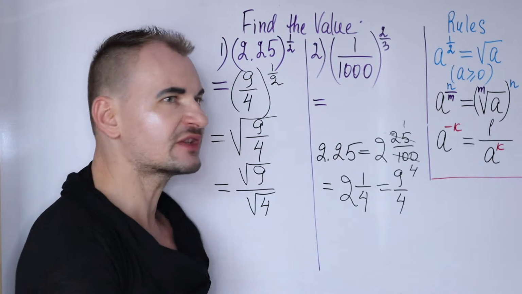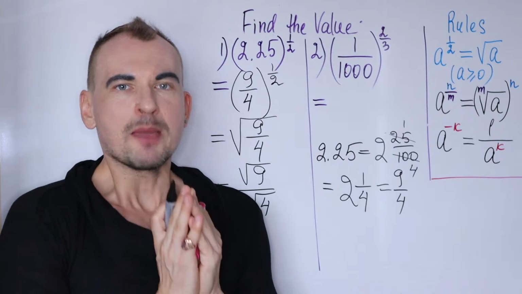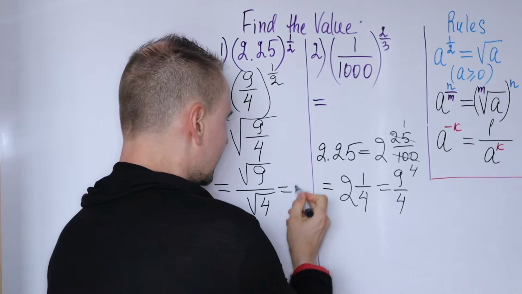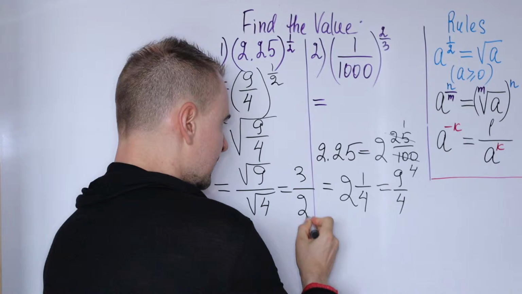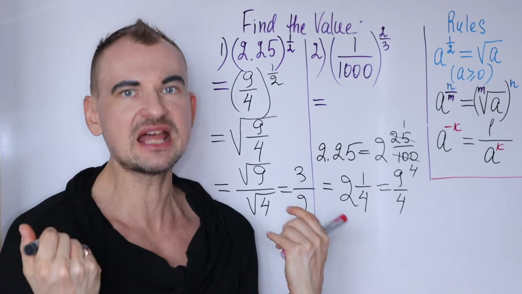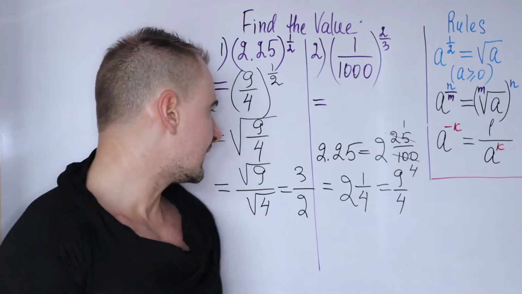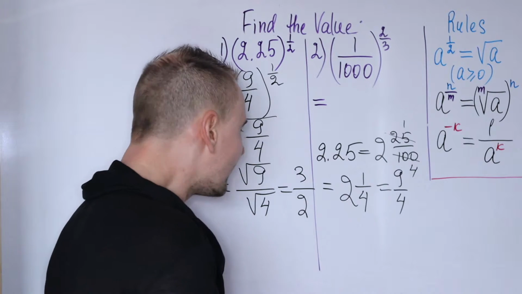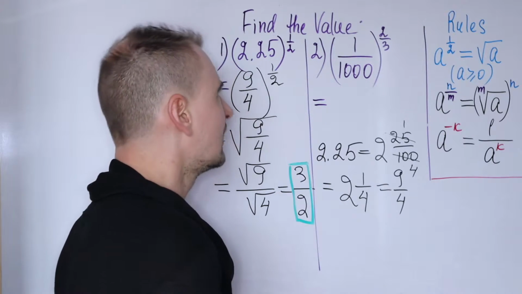All you need to do is figure out, since both 9 and 4 are perfect squares, the square root of 9 leaves you with 3, and the square root of 4 comes out to be 2. Since 3 times 3 gives you back 9, and 2 times 2 leaves you with 4. So 3 over 2, that's your answer for that problem.